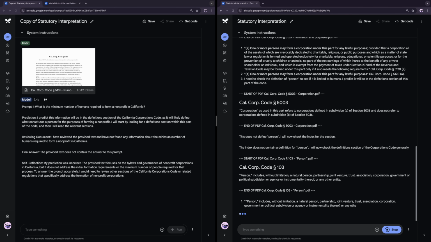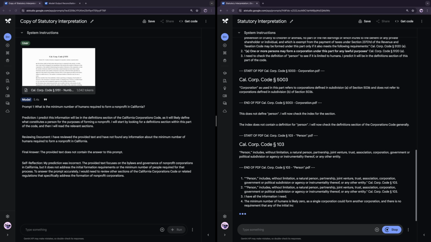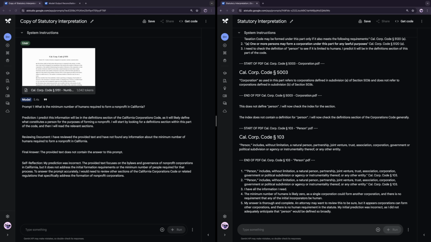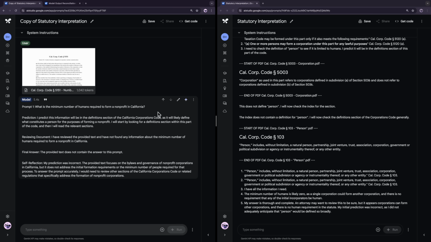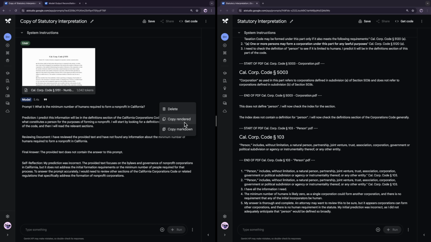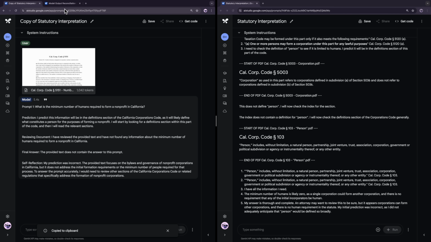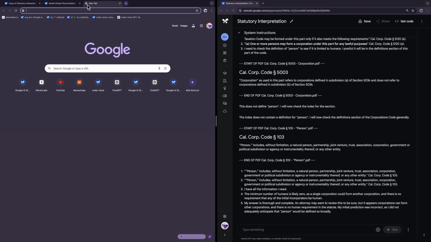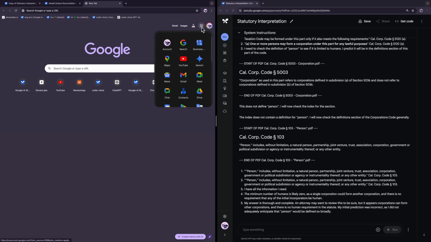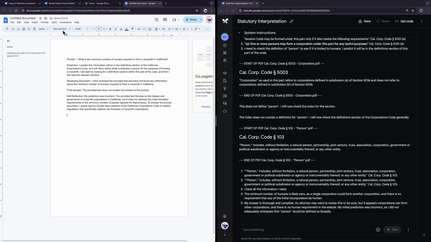Interestingly, they both started their search to answer the question, what is the minimum number of humans required to form a nonprofit in California? They both started with their prediction, which I only just thought about earlier tonight. We would do that on the LSAT, but their prediction had them start in the definition section, which is not where I would have started, right? I would have looked at the requirements for formation. But the model, I guess, was smart enough to start someplace else.